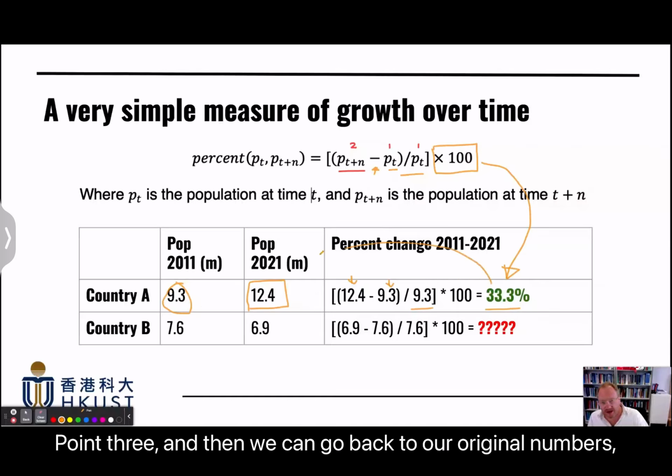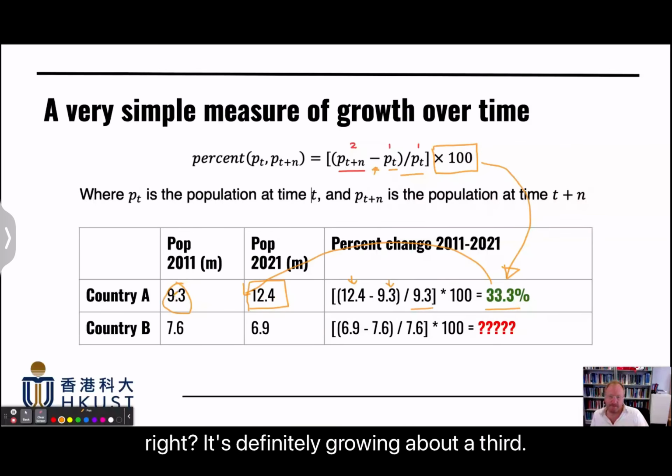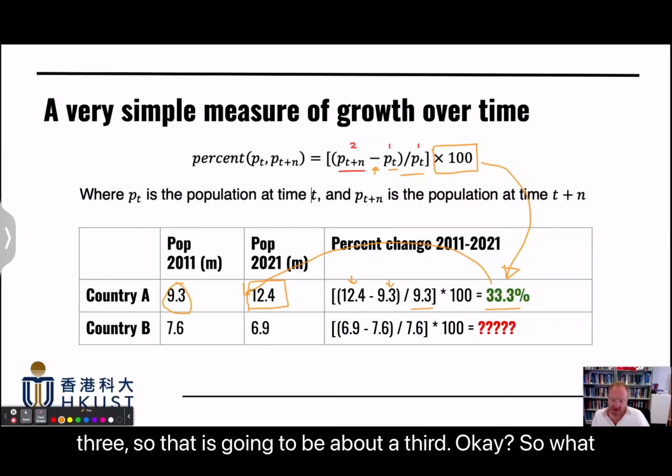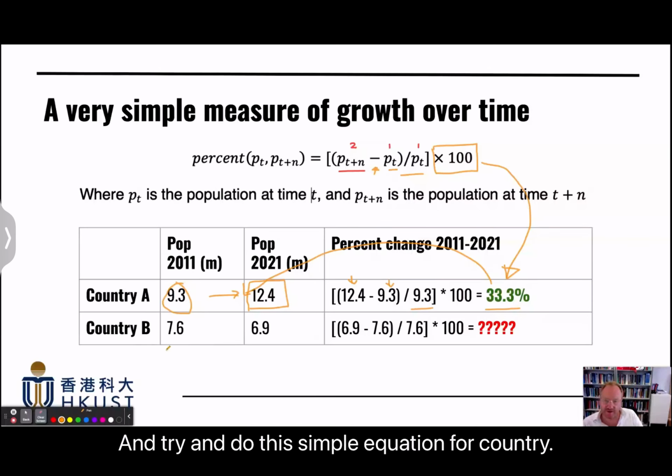And then we can go back to our original numbers, have a quick check, and yeah, that seems kind of reasonable, right? It's definitely growing. About a third. Yeah, that looks about right. About a third of 9 is about 3, so that is going to be about a third. Okay, so what we're going to do now is I want you to pause the video and try and do this simple equation for country B.